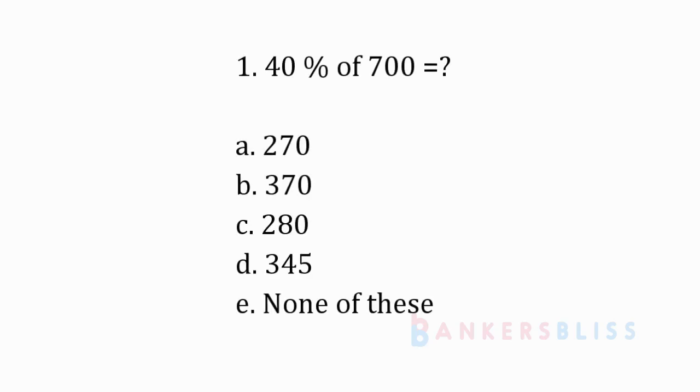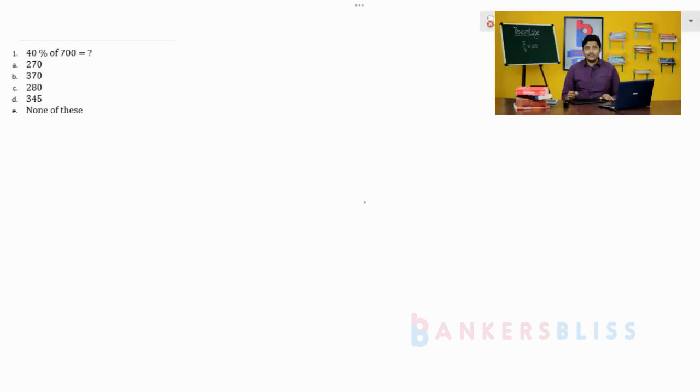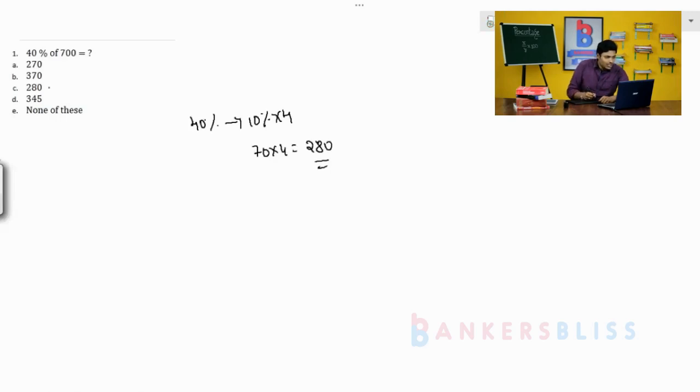Problem number 1, 40% of 700. So what is the value? I have already told you how to calculate. 40% means 10% into 4. So what is the value of 10%? That is 70. 70 into 4, 7 4s are 28, 280. So the answer is 280. Option C is the right answer.